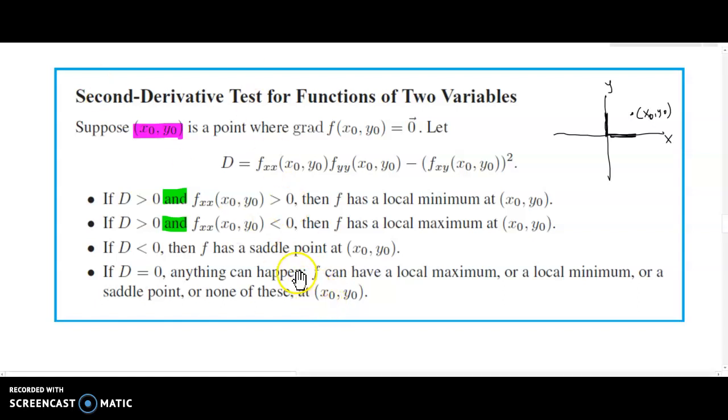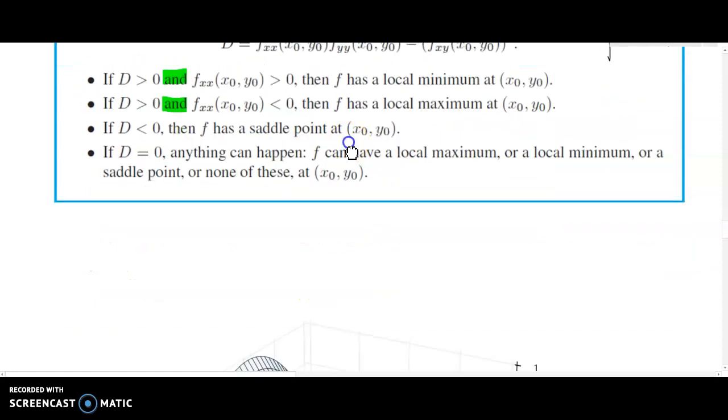So we'll use this test. This has to do with some linear algebra concepts called the determinant. We'll leave this as just a blue box test.